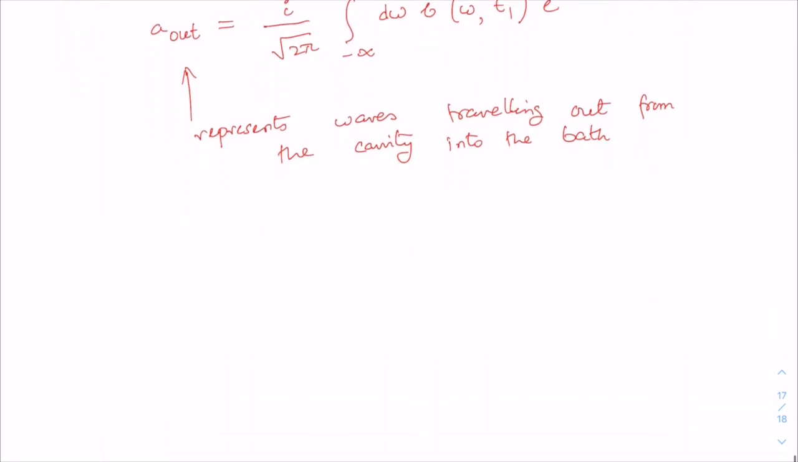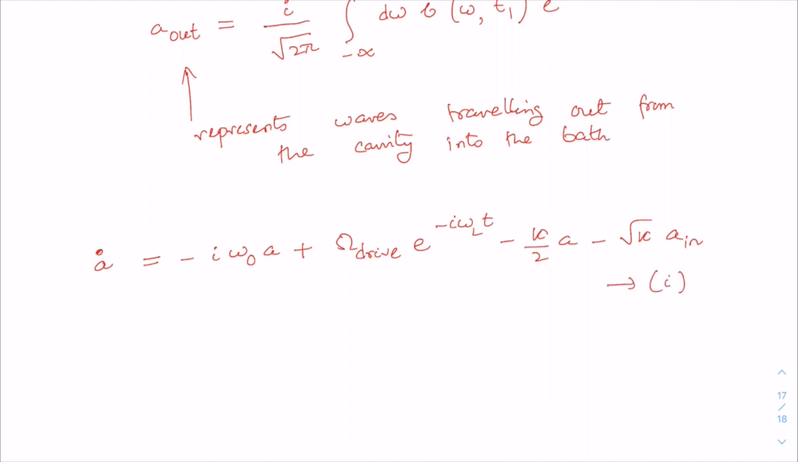So therefore we get two equations for the bath optical mode. When we go in the forward direction in time, the equation that we got is A dot is equal to minus i omega 0 A plus omega drive e to the power minus i omega L t minus kappa by 2 A minus square root of kappa A in. Let me say this is my equation 1. Another equation I got when I go in the backward time direction is minus i omega 0 A plus omega drive e to the power minus i omega L t, and I will have here plus kappa by 2 A minus square root of kappa A out. Let me term it as equation number 2.